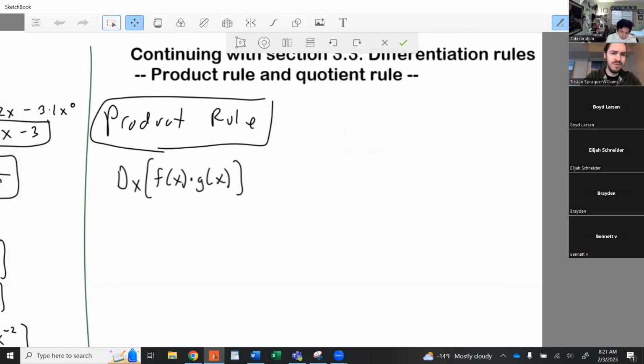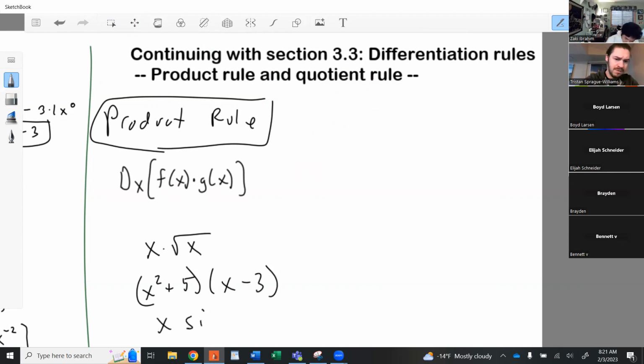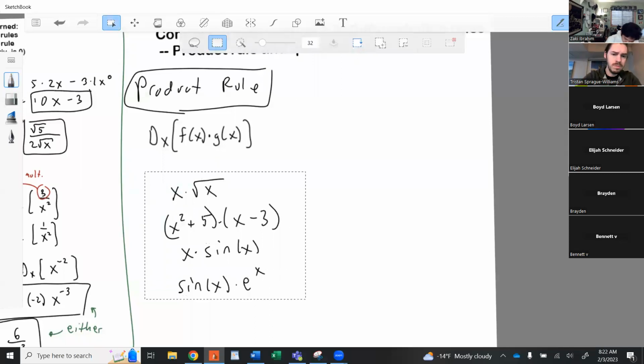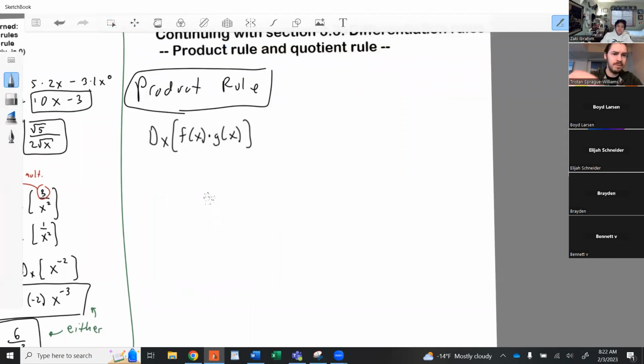These could be any two functions. It could be x times the square root of x, or x squared plus 5 times x minus 3, or even x times sine of x, or sine of x times e to the x, or whatever. Anytime you have two functions multiplied together, that's the sort of situation we're talking about here. I know I haven't taught you how to do derivatives of sine and e, but we'll get to those soon enough.